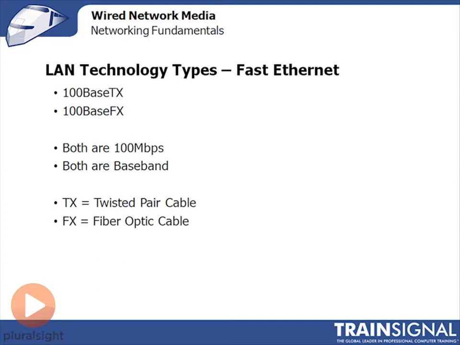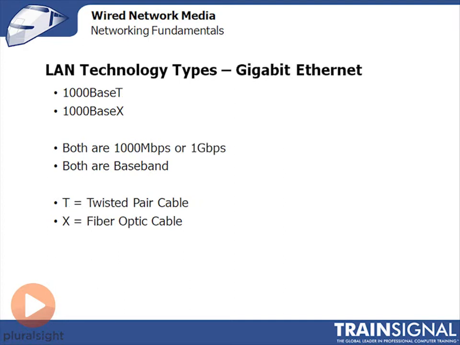Then we moved up to Gigabit Ethernet, where we have 1000BaseT or 1000BaseX. Again, both representing 1,000 megabits per second, or a gigabit per second. They're both baseband. And again, the T is twisted pair versus the X being fiber optic. Now, I will tell you, there are considerably more technology types than just what I listed here. But these are some of the more common technology types specifically related to Ethernet, which is the most commonly used network in today's local networking environments.